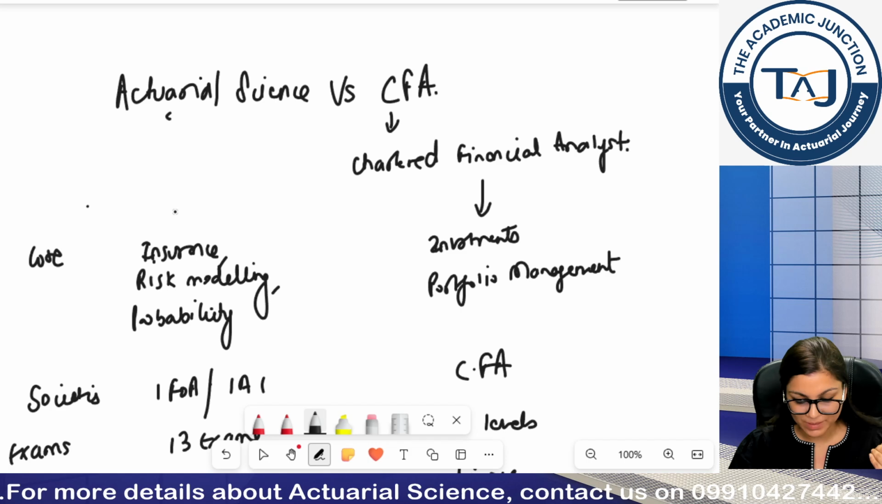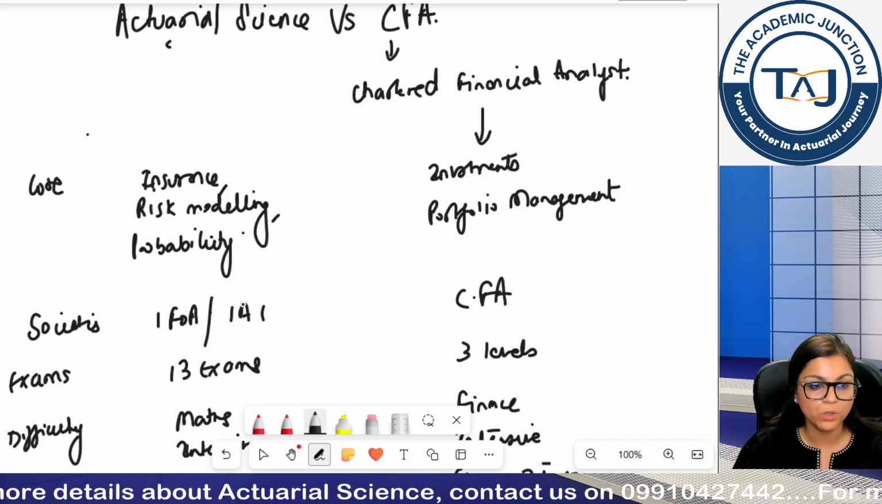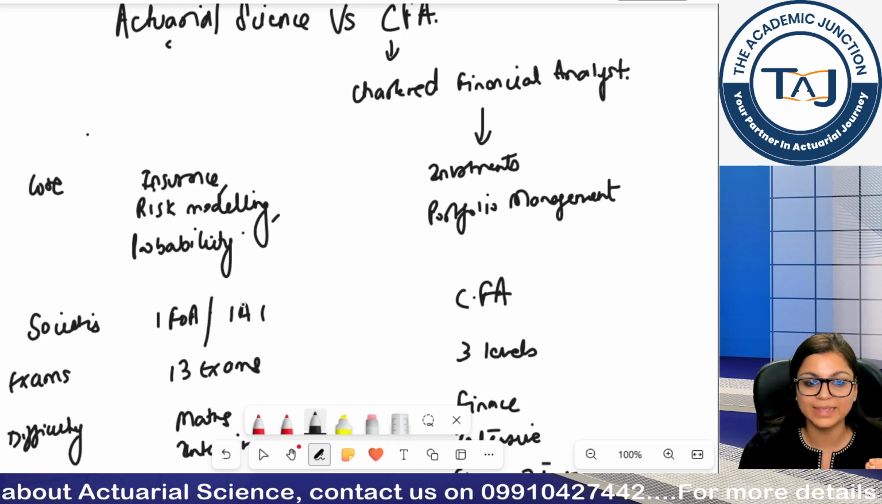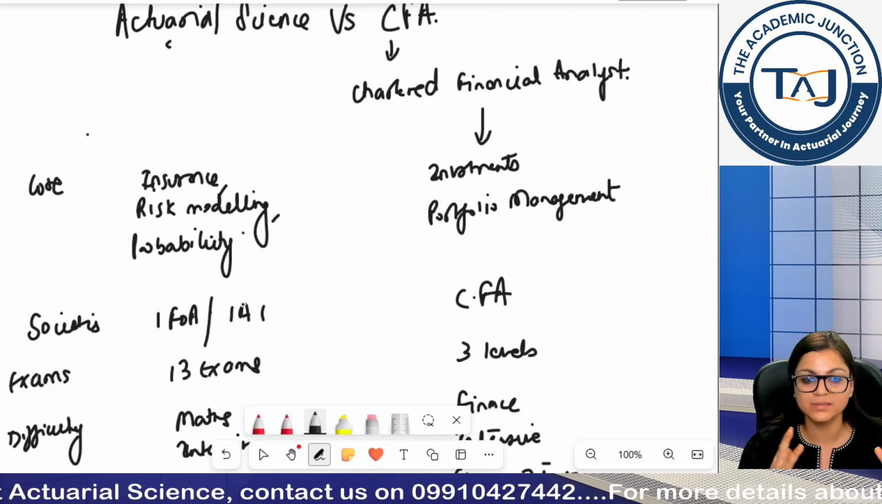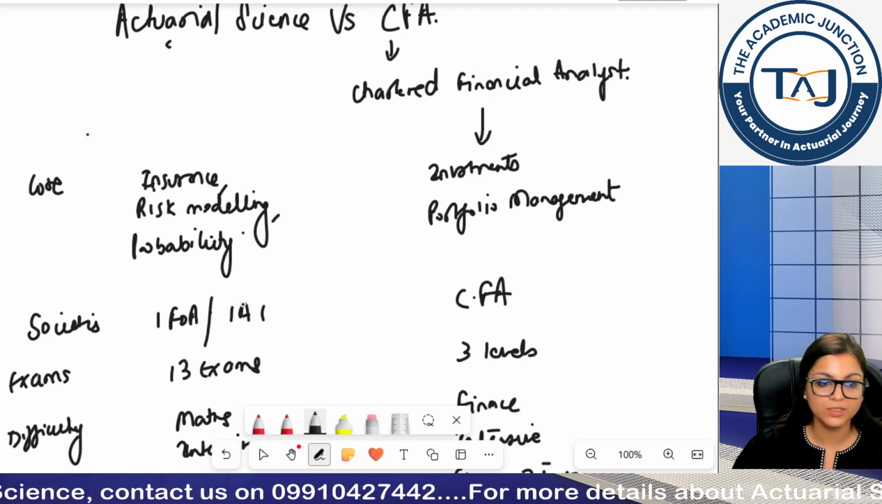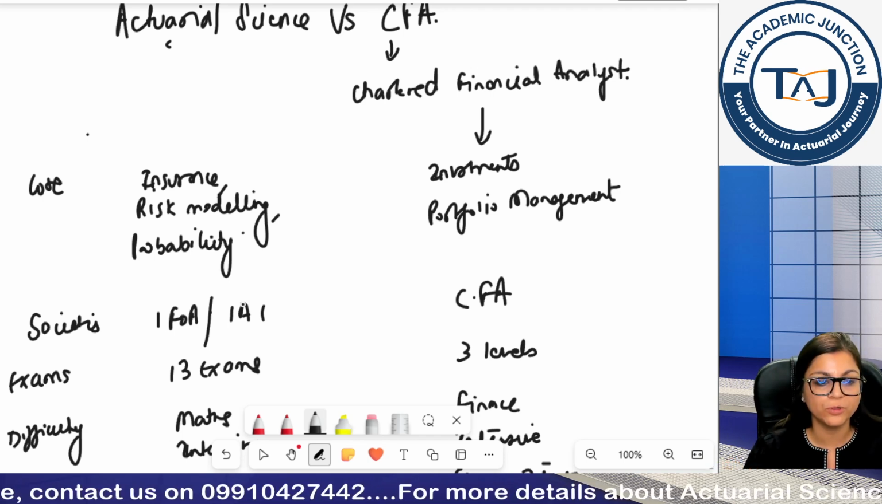If I ask you what's the core work of an actuary, the core work of actuaries lies in insurance, in estimation of probability, and in risk modeling. Whereas the core work of a CFA is all about investments and portfolio management.